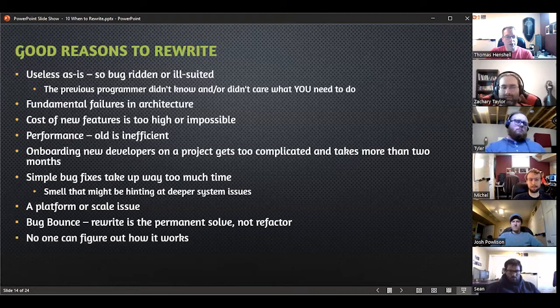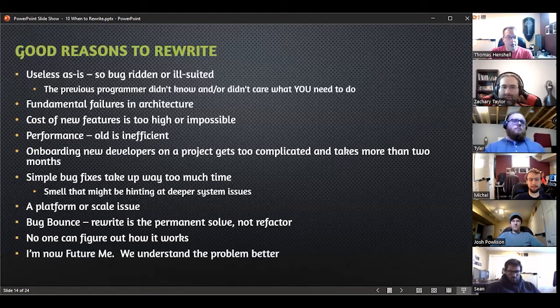A good reason to rewrite is no one can figure out how it works. It's not just that it works. It's fine, but nobody knows how it works. I have to do something and nobody knows how it works. That is a good candidate for rewrite. Now, there's a caveat to that: maybe you haven't spent the time figuring it out, or maybe you're not the right person to be working on that. Maybe somebody else will be able to figure it out. But anyway, if nobody really can figure out how this thing works, then that's a good case.